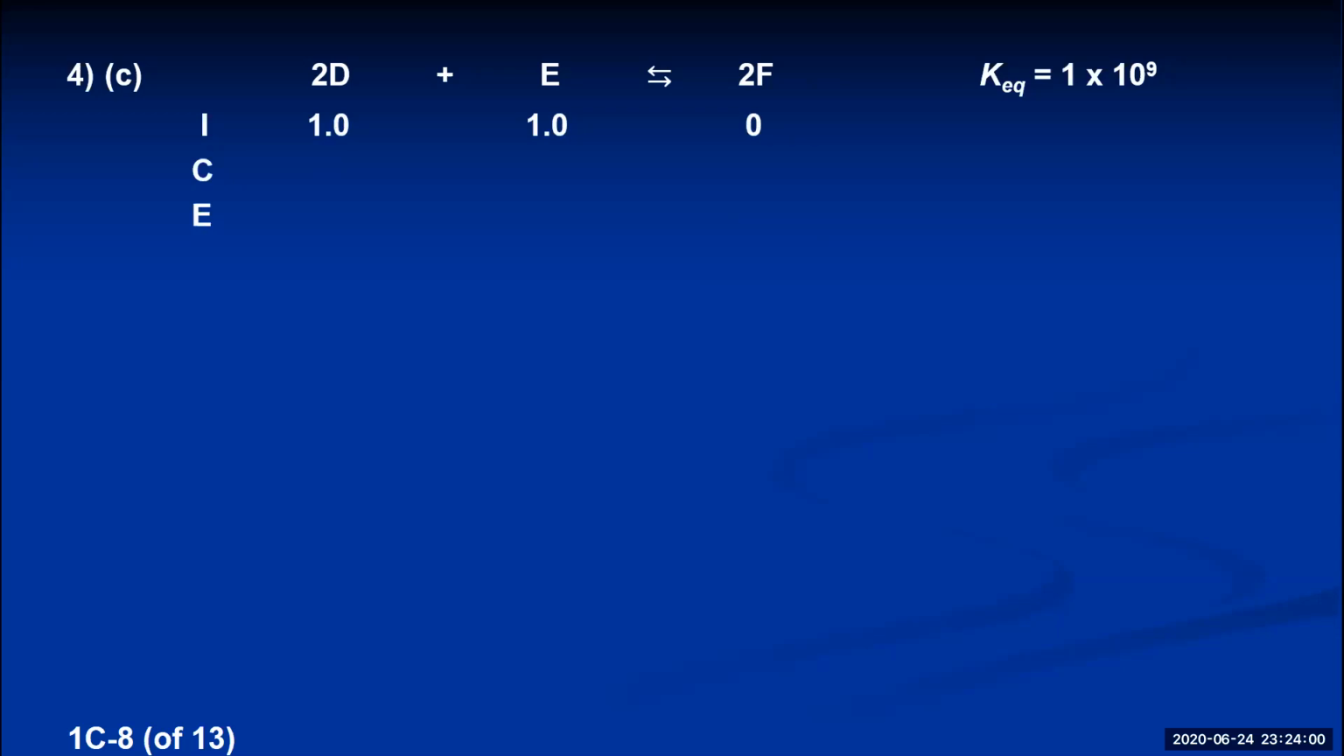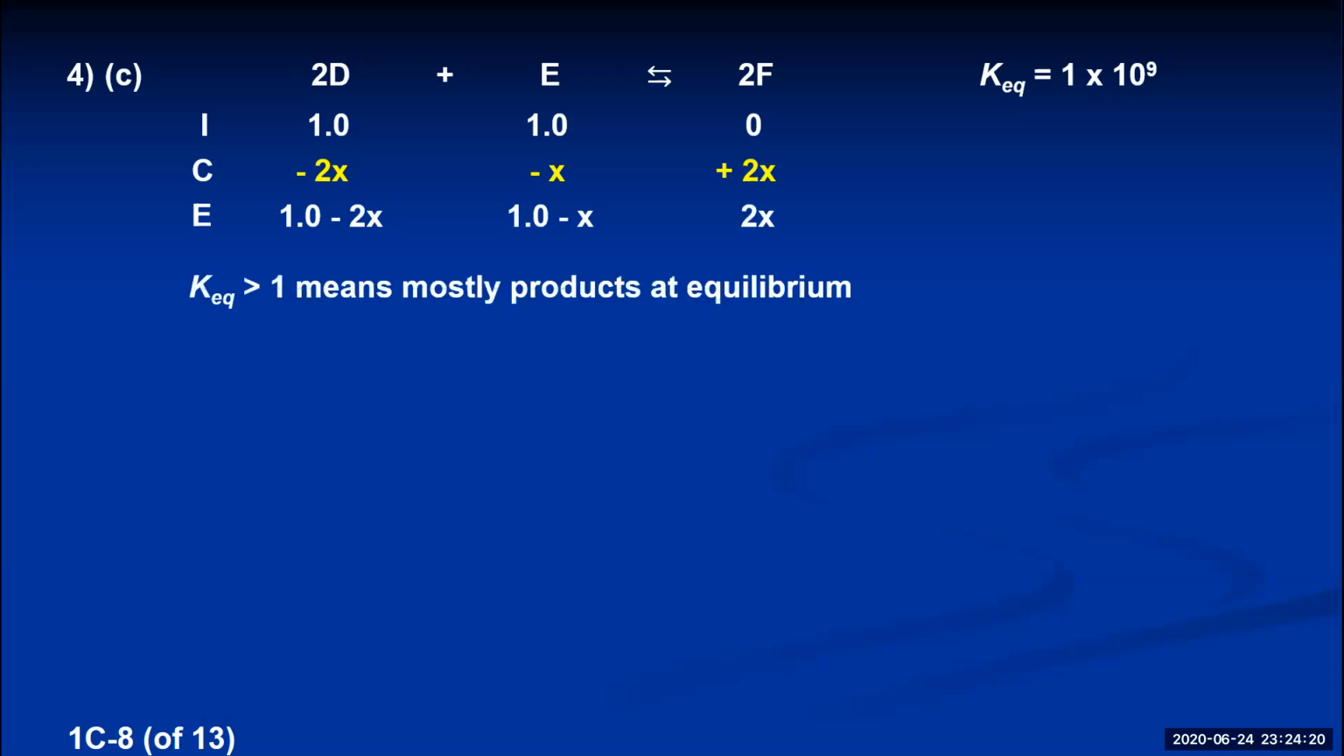If these are the starting molarities, the forward reaction has to be spontaneous. So we're going to react away the reactants. So it's minus 2x of D, minus 1x of E. You're going to form 2x of F. Add up the columns. The equilibrium molarities will be 1.0 minus 2x, 1.0 minus x, and 2x. Your equilibrium constant now is really, really large because it's way bigger than 1. That means you're going to have mostly products at equilibrium.